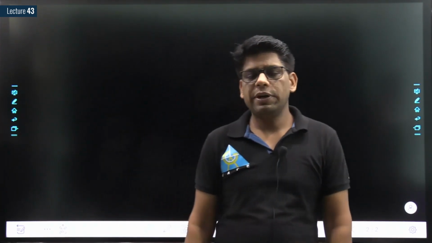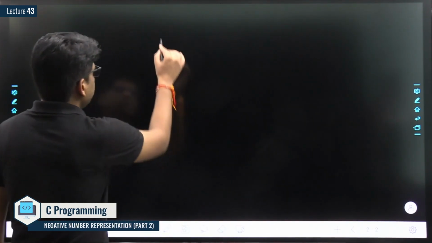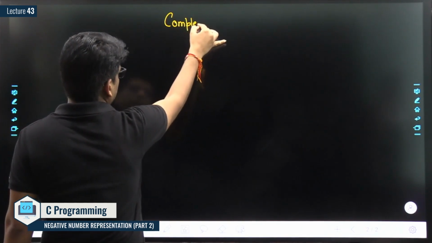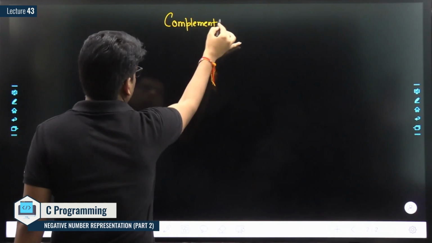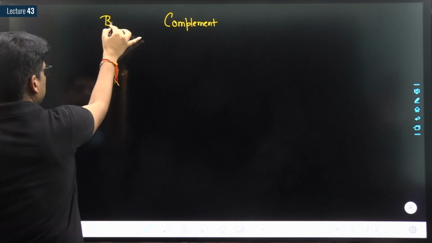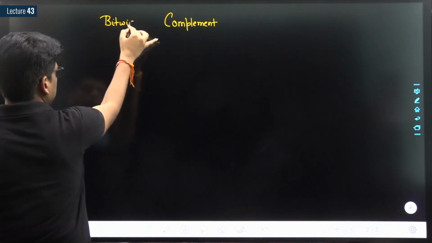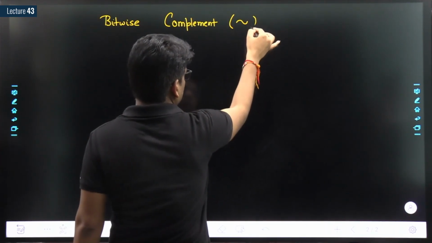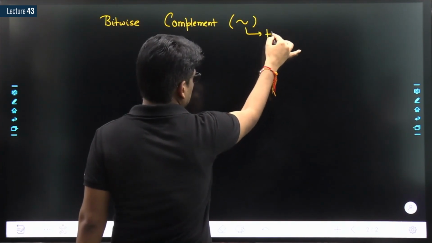In this session, I will discuss another bitwise operator called complementation. Operator: bitwise complement. How is it represented? By a tilde sign. This is called a tilde sign.